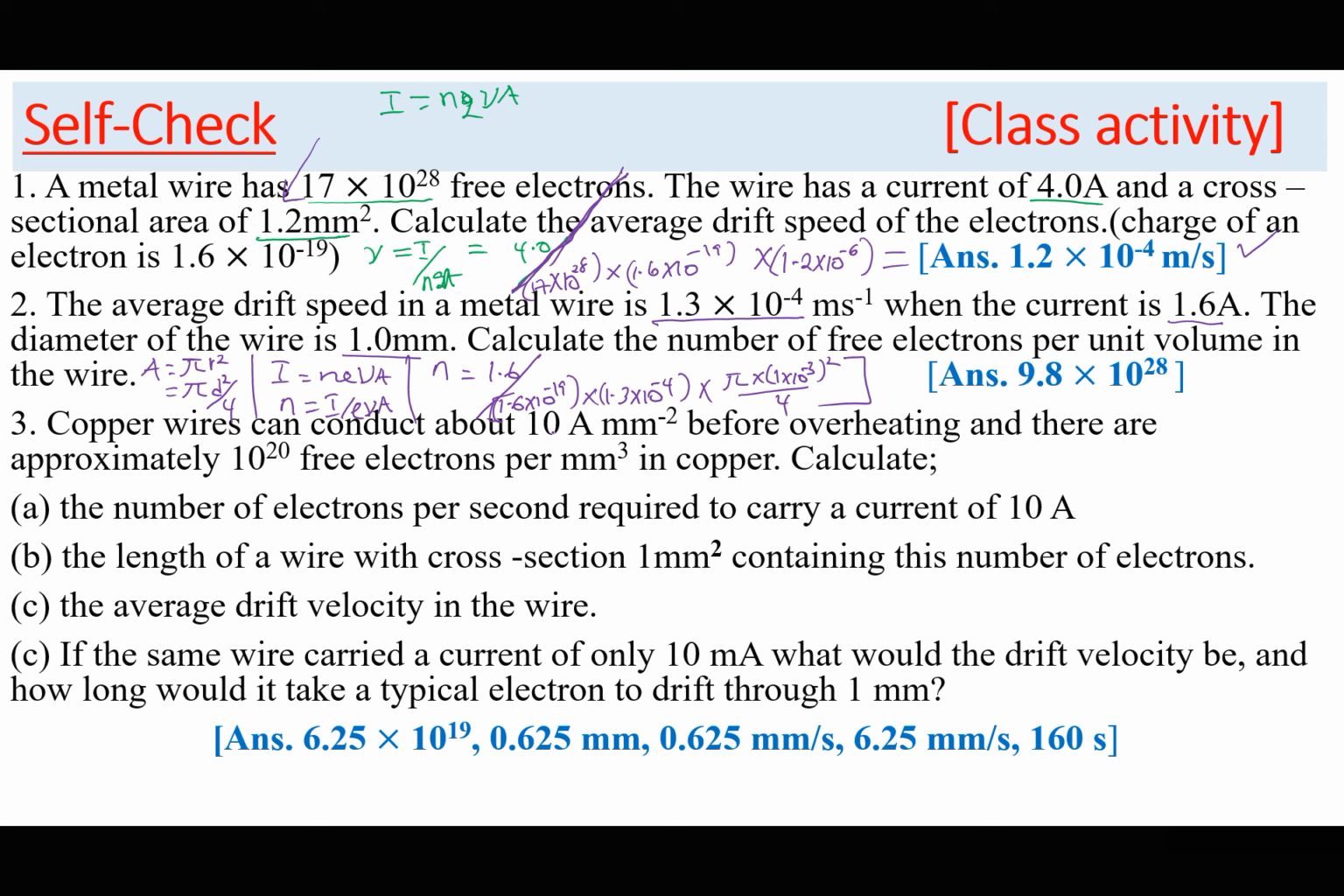So I'll start by simplifying the denominator in my calculator. Shift pi, times 1 exponent minus 3, but this should be squared, divided by 4, times 1.3 exponent minus 4, times 1.6 exponent minus 19.